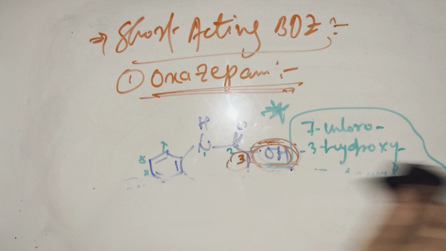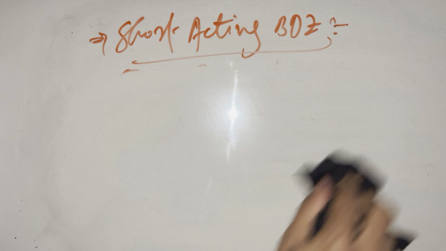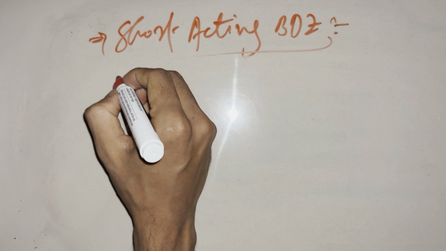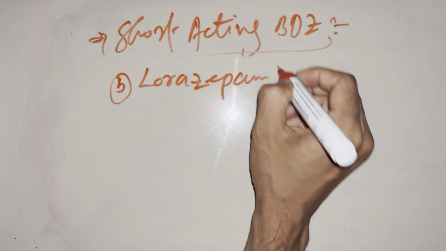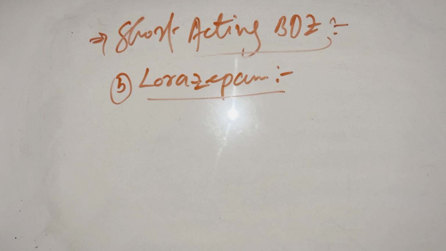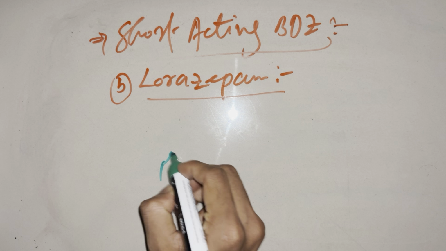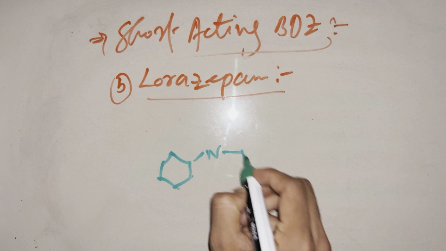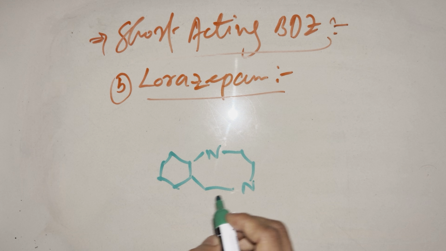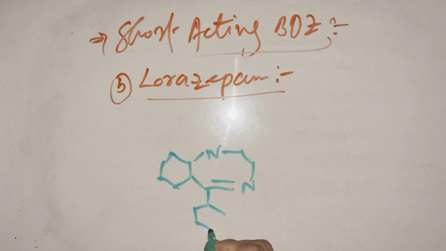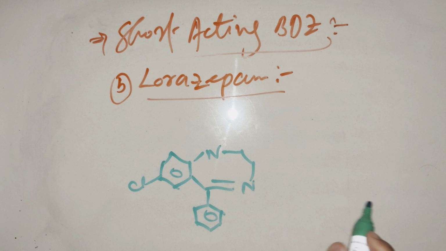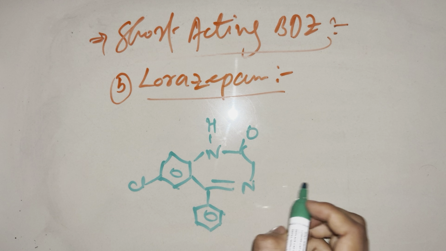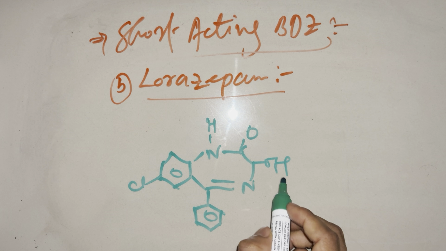What is the next compound? That is lorazepam. So let's see the structure of lorazepam. First, you have to write the basic structure. Simple benzene. This benzene is connected with a 7-membered ring, and that 7-membered ring has 2 nitrogens. Again, it is connected with 1 phenyl group. Here at the 7th position, 1 chlorine group will be there. At the 2nd position, C double bond O. This nitrogen is connected with hydrogen, and here the OH group is present.